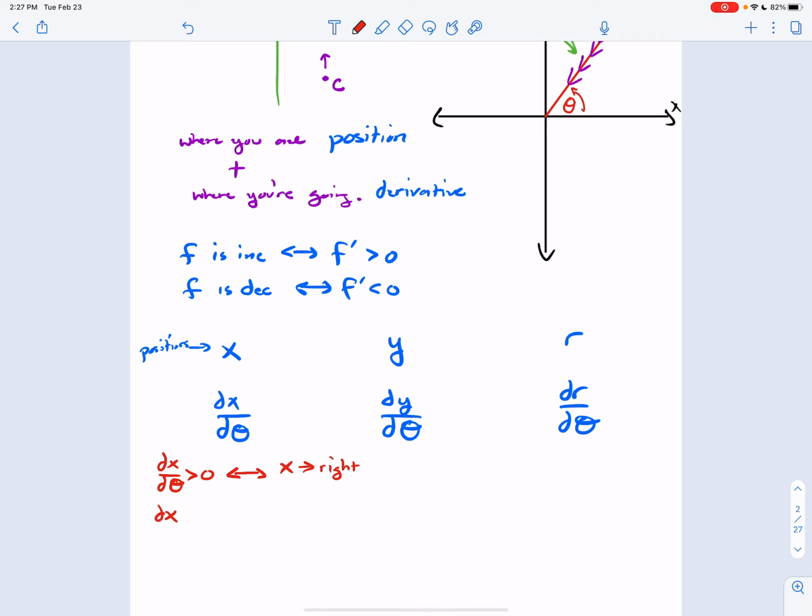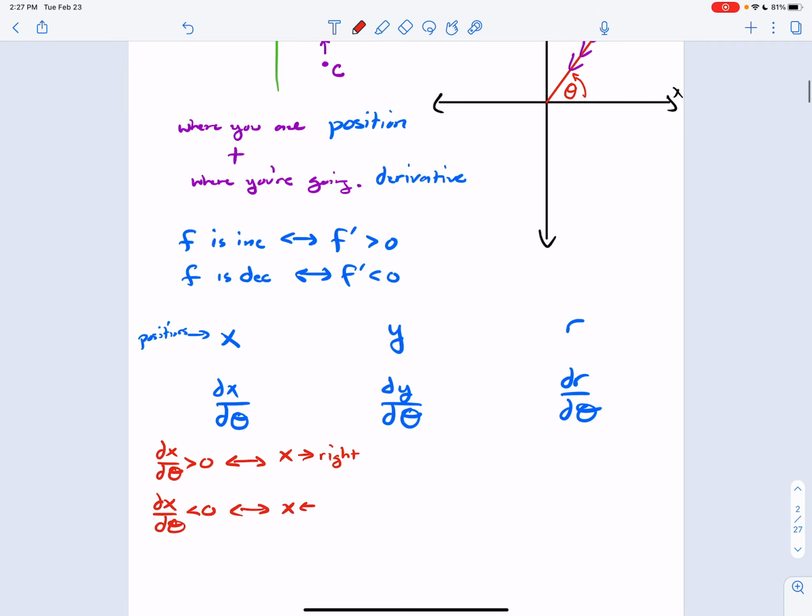If you know the derivative of x is negative, then you know that your position is moving left. Those arrows are confusing, so I'm just going to say right and left. Okay, this is for dx d theta.